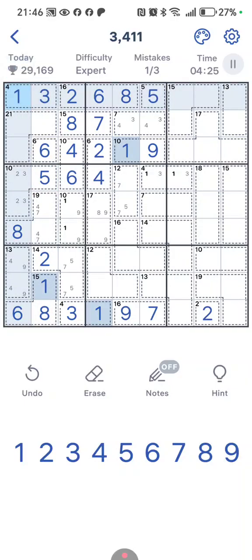1. Okay, so what's left? 21. 1, 2, 3, 4. So, it's 5, 7, and 9. So, this has to be 7. This has to be 5, and this has to be 9. Wow. Okay, let's do some scanning.